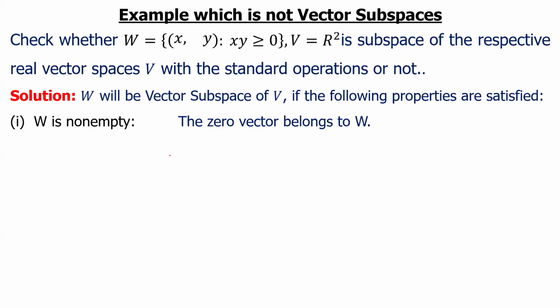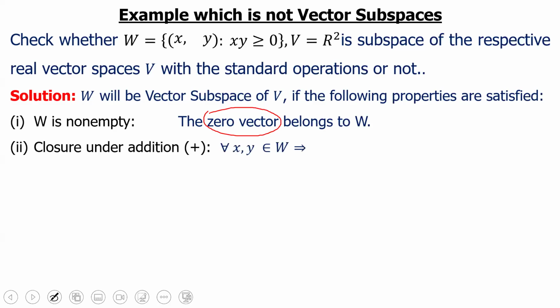Clearly here x and y are real numbers, so (x, y) may be (0, 0). Therefore, the zero vector belongs to W. So the first condition is satisfied by the given set W. Let us take the other condition, closure under addition. Let us take two elements of W. Now we will add them, and after addition, if the element is also an element of W, then we say that the second property also holds.